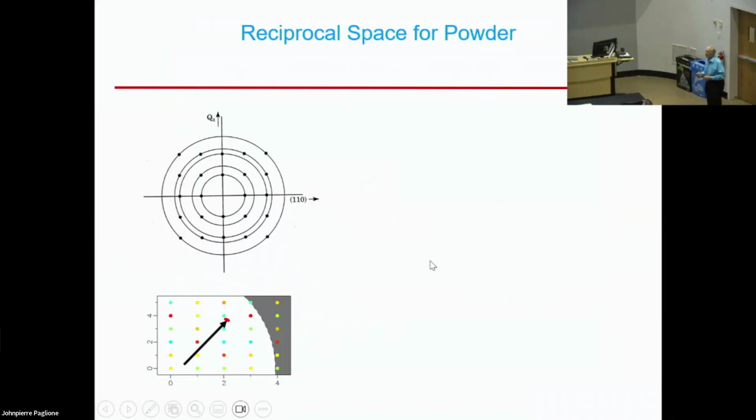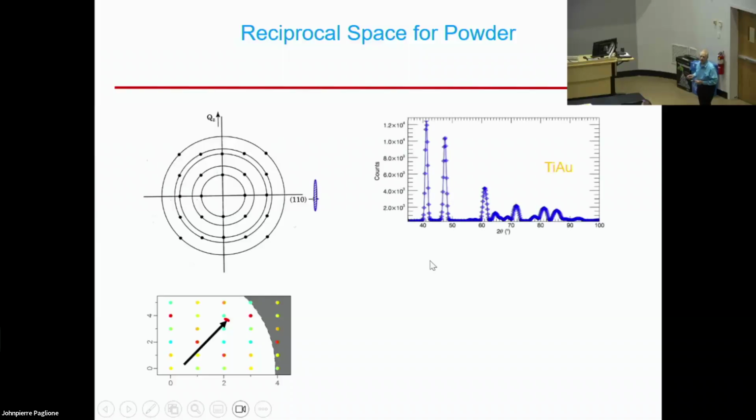Okay. So for a powder, the way you think about a powder is you take a single crystal and you twirl it in 2 dimensions, so you get powder rings. In 3 dimensions, those are spheres. And then the question is, how do you measure that? Well, you put your instrumental resolution in there, and you scan through that, and you get a powder diffraction pattern.